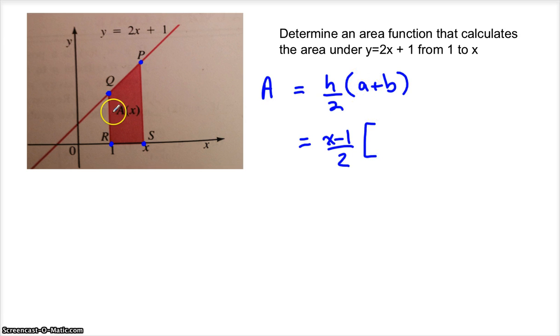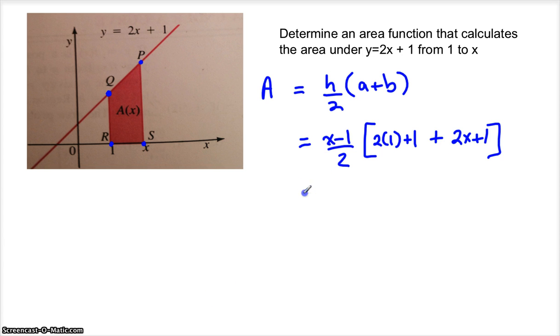Now A is this distance here from Q to R, and that's just going to be the y value of Q. So the y value of Q is this 2x plus 1, but we have to substitute 1 in there. So let's do that. 2 times 1 plus 1. So that's this distance here. And then we have to add b. Now b is this side here from P to S, which is just the y value of P. Now we don't have a number for x, so the best we can do right now is just put 2x plus 1.